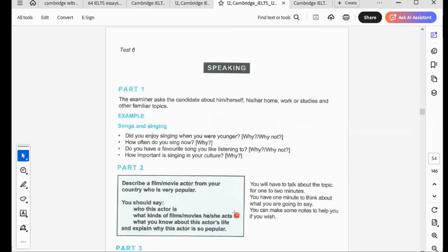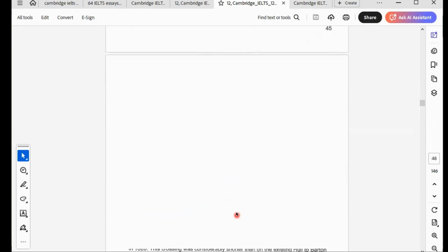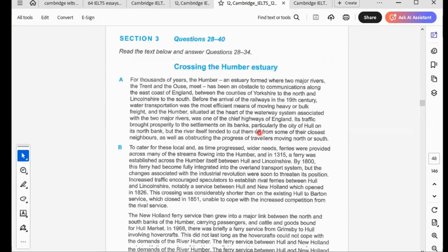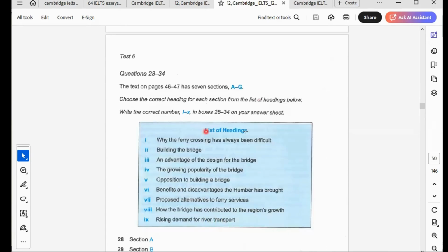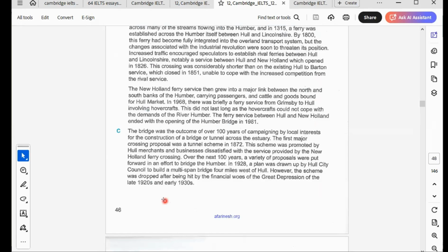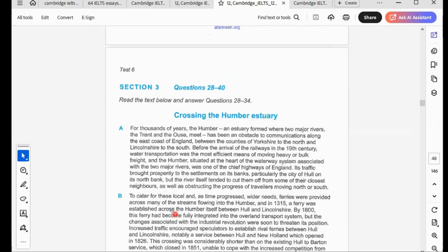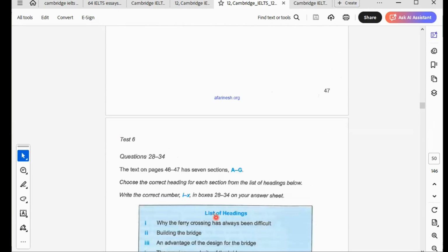Crossing the Humber Estuary. That is the title of this passage. Can you see? This is Cambridge IELTS General 12. Crossing the Humber Estuary is the passage, and then we have matching headings. Look at it, a list of headings. My job is to use these statements and pick them as appropriate titles for the different sections in the passage. The passage has section A, so my job is to read section A and pick a title for it, read section B and pick a title for it, read section C and pick a title for it. That's what we call matching heading questions.